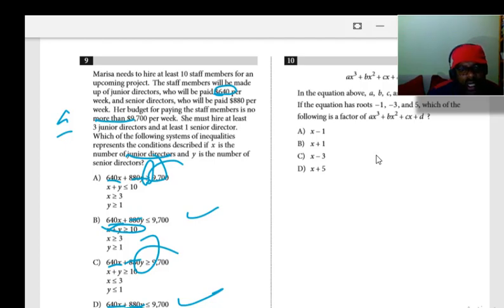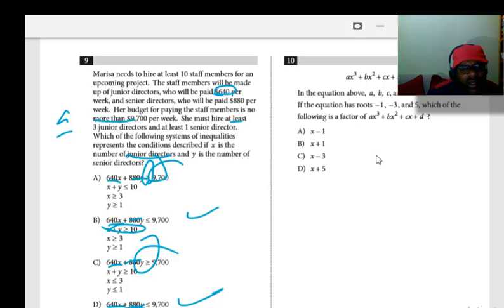Okay, now this is greater than, this is less than. So let me go to the next sentence. She must hire at least 3 junior directors and at least 1. So there is the word at least, which means greater than or equal to. Wait. Sorry.